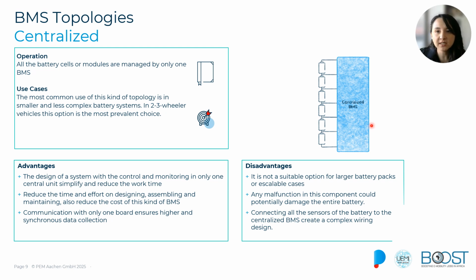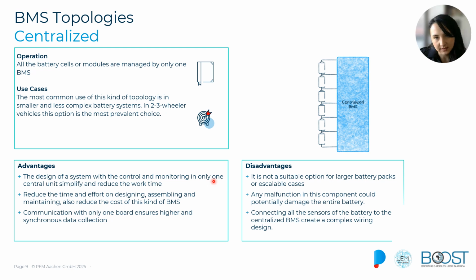As was mentioned, the BMS in this case consists of a single unit that will manage and monitor all of the battery cells and all of the modules. This means that all of the sensors for voltage, current, temperature, and so on are going to be connected directly to this central unit, and this, for instance, will allow us to have synchronization of all of the data that is being acquired and the control strategies that are then applied.